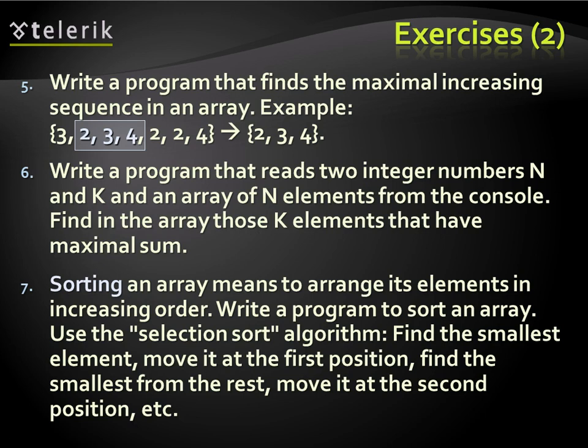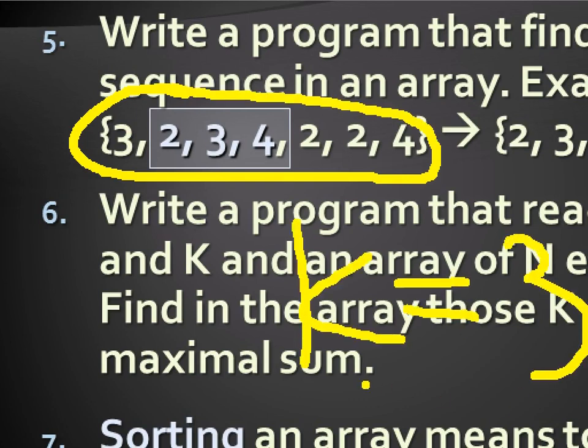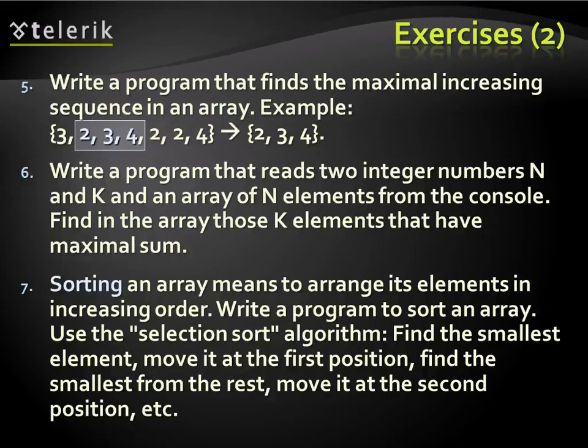Given two integer numbers, find k elements that have maximal sum. You have some numbers and some k. For example, you have these numbers and k is equal to 3. You need to find three elements which have the maximal sum. If you sort them, they will be the last k elements. For example, this is the best.